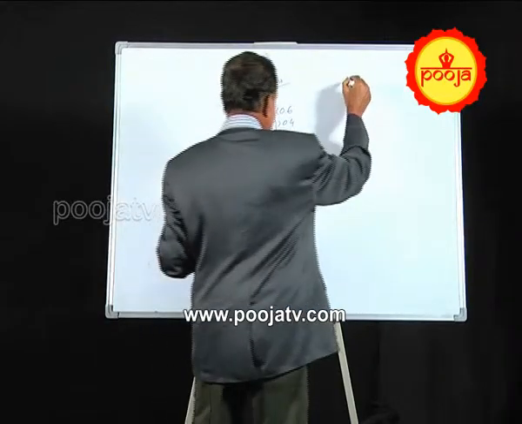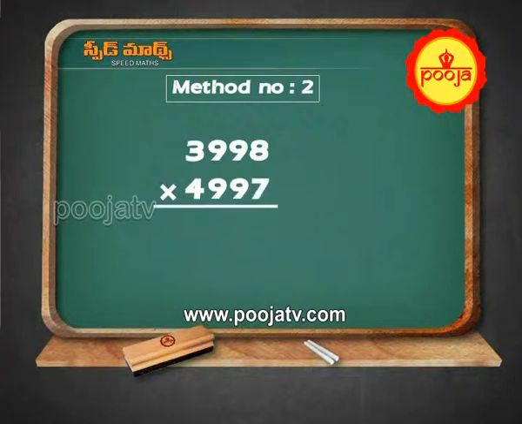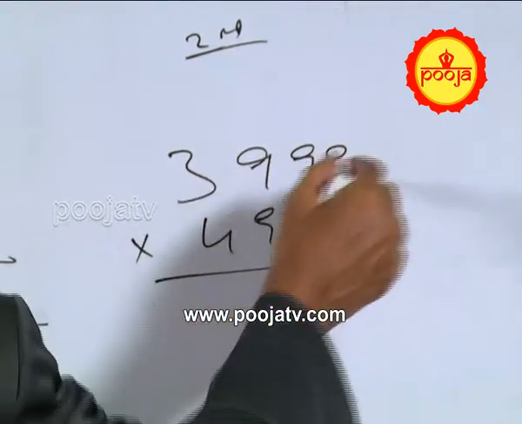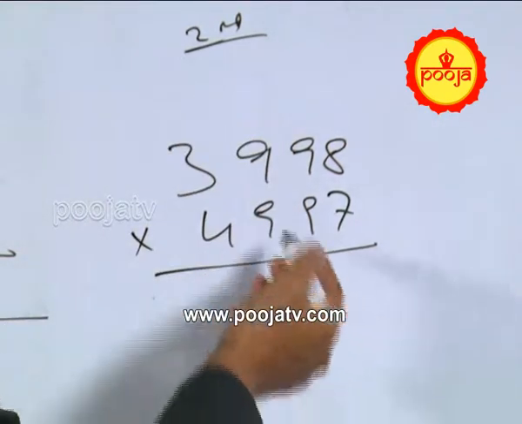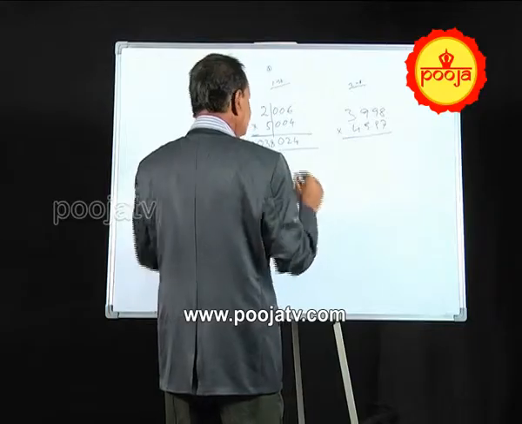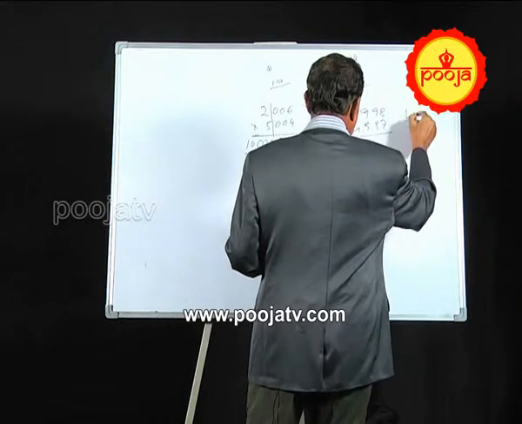And the second method which you have seen is method number 2, 3998 into 4997. If you give a slash, you cannot solve, because you cannot multiply 998 into 997. If it is 3008 and 4007, happily you can do. But here if you give a slash, you definitely cannot multiply 998 into 997. So, we have to convert it in a speed mathematical way, like this.